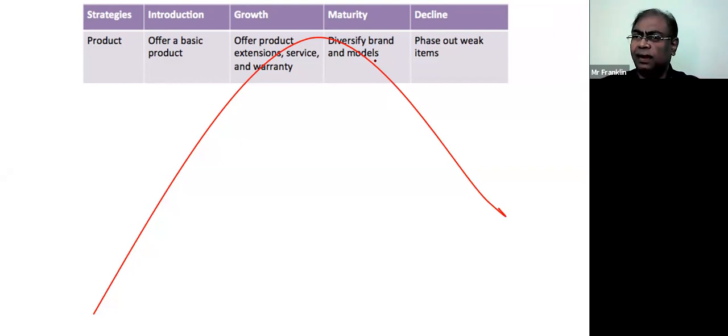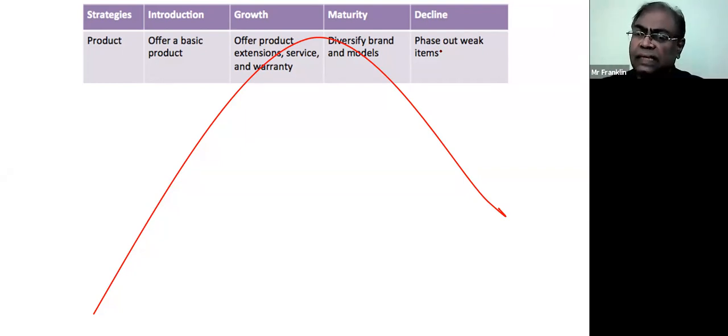At maturity, you diversify brand and model. That means you reduce the models. And then at decline, you phase out the weak item. You only sell what is more successful. So this is a strategy that companies have at different stages: introduction, growth, maturity, and decline. At introduction, you offer a basic product.